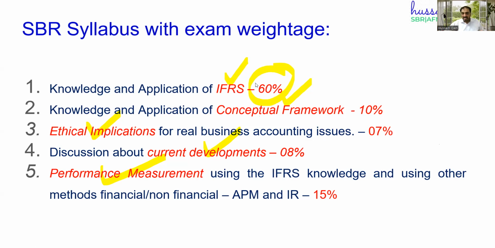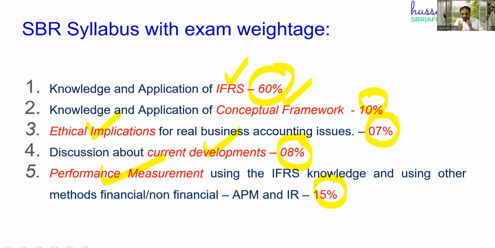Number two, almost 8 to 10% of the examiner's questions examine the conceptual framework issues. 7% is for sure related to ethics. 8% is related to current development. And almost 12 to 15% is related to performance measurement.